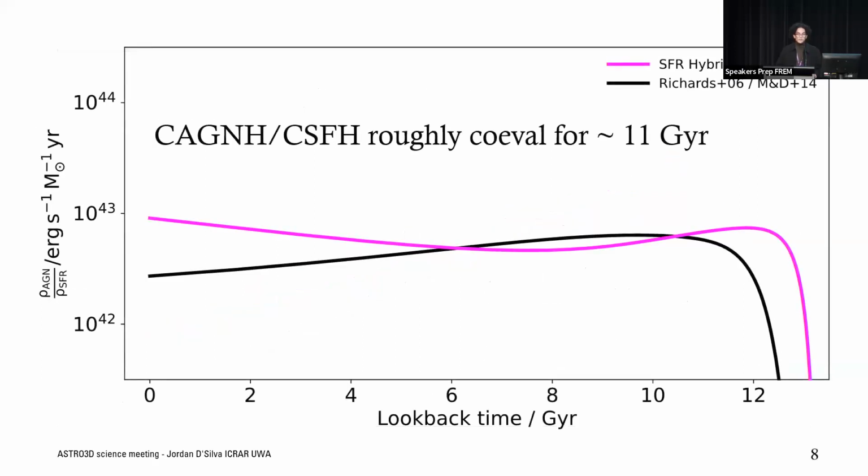Now, to look at the interface of these two things, we can take those two lines and divide them together and plot that as a function of time, and we get this result here. And our main finding is that cosmic AGN and star formation activity have been roughly coeval over the last 11 billion years.